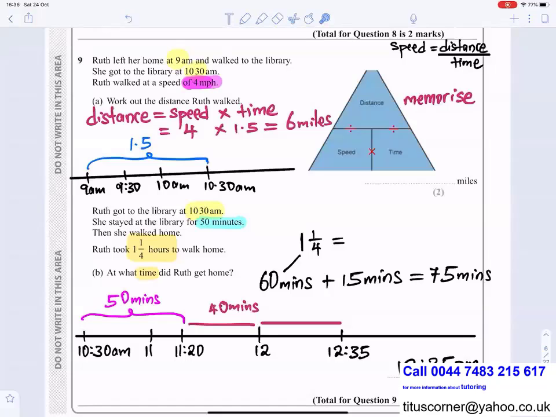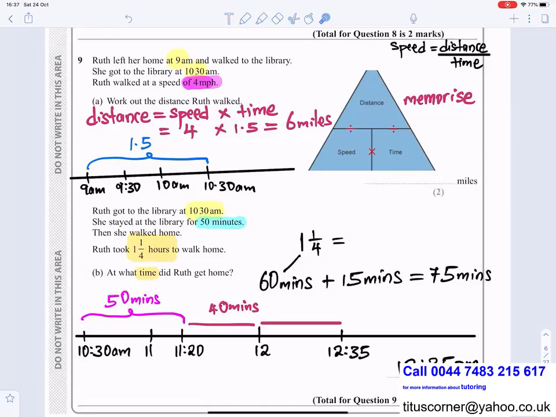Question number 9. Ruth left her home at 9 a.m. and walked to the library. She got to the library at 10:30 a.m. Ruth walked at a speed of 4 miles per hour. Work out the distance Ruth walked.